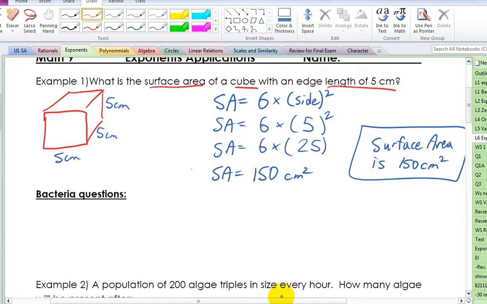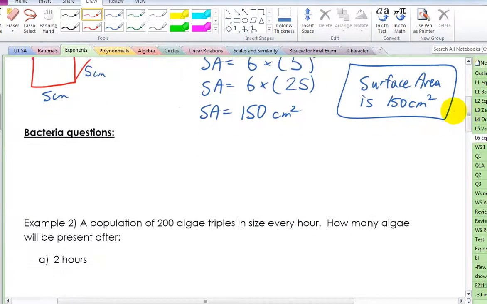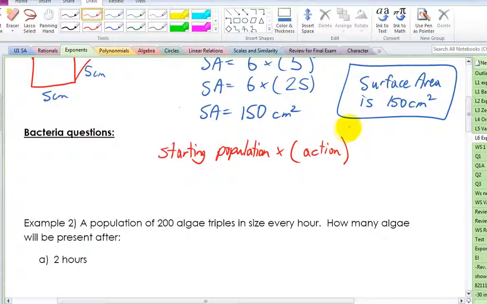Okay, bacteria questions. I'm going to give you a little formula with the bacteria questions. What we'd like to do is we have our starting population, and that's going to be a number, like 2, 10. We're going to start with some number. And we're going to multiply that by a base. The base is going to be our action. And here is going to be time, or technically it's actually the number of actions. And often for bacteria it's time.